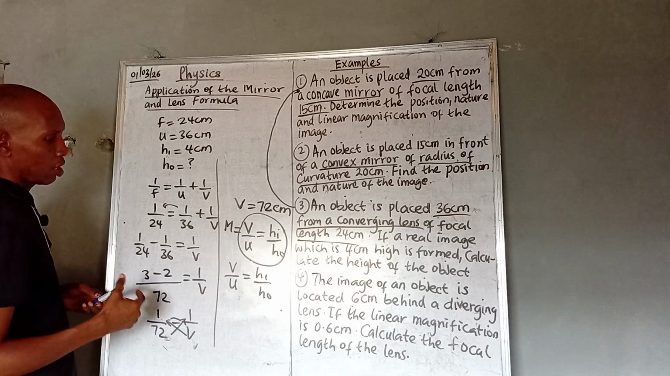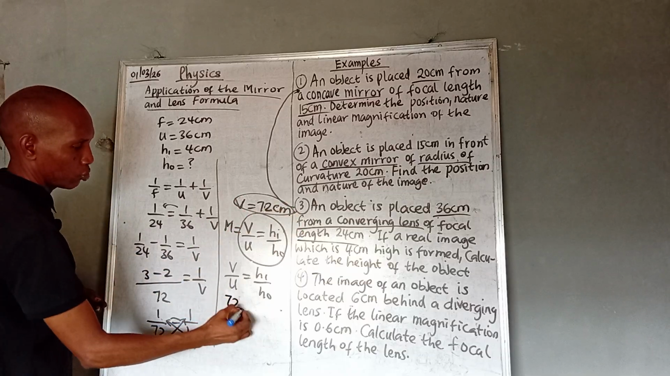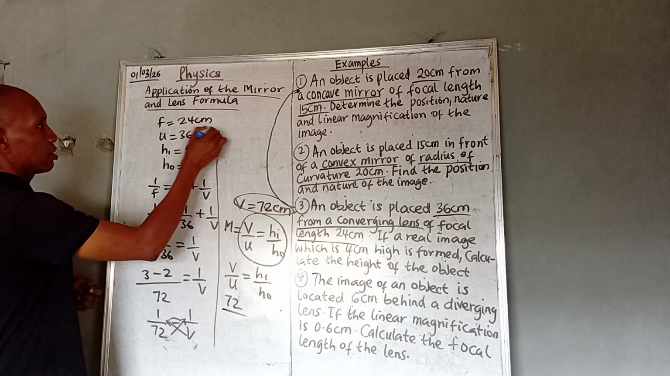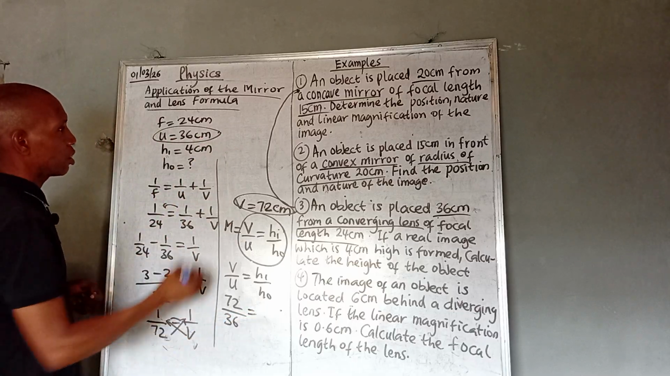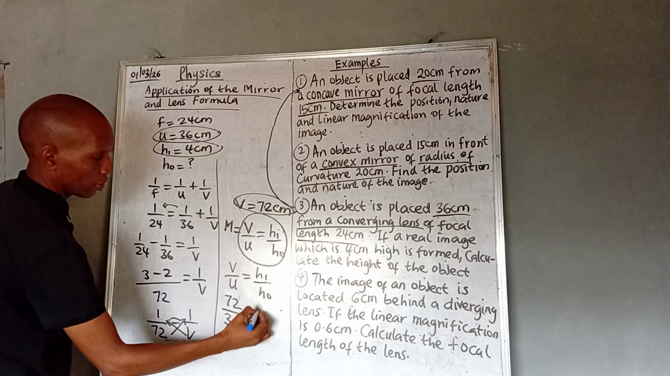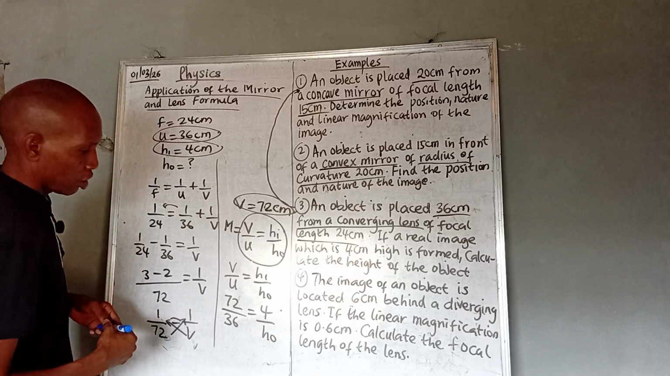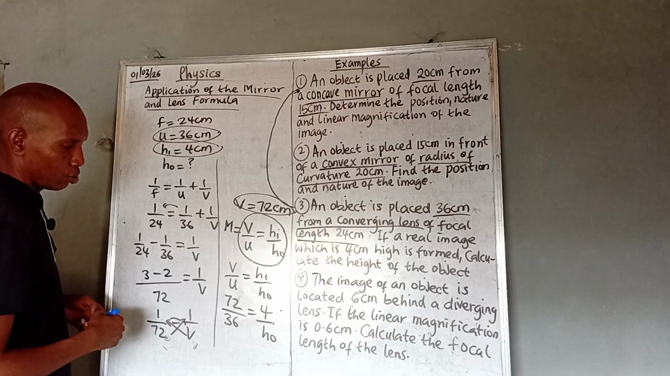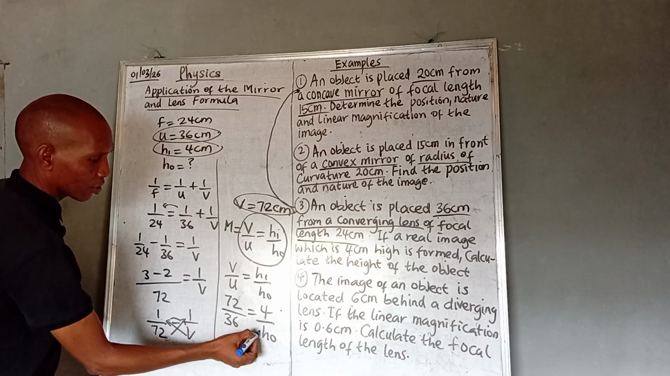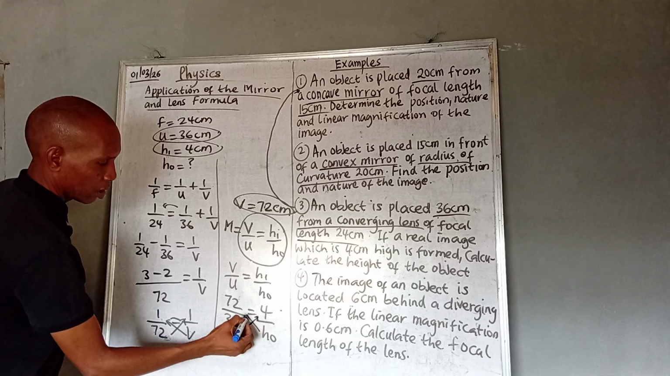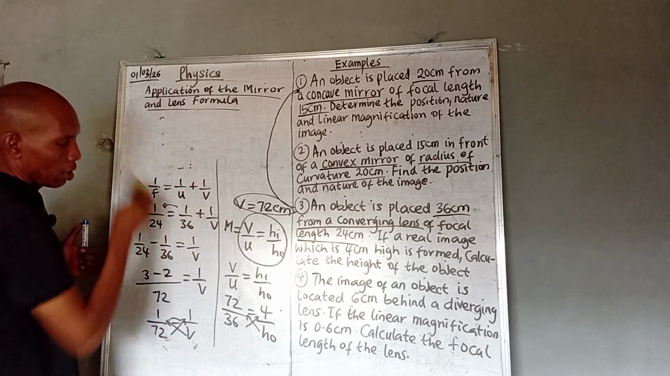So let's substitute. We already have the image distance as 72 centimeters. So we say 72 over object distance is 36. So we put the 36 there. Then image height is 4. So we have 4 here all over the object height. I think what we should do now is to reduce to lowest terms, but we can do without that. So let's just cross multiply.